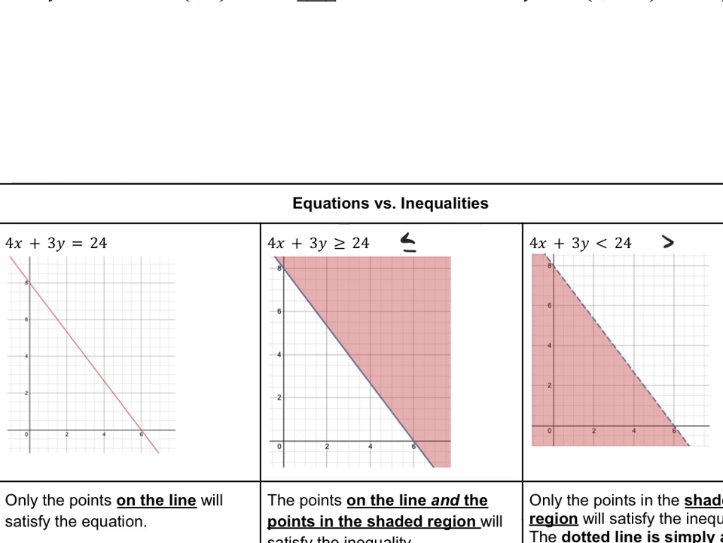If I get less than or greater than, I'm going to get a dotted line. What that means is that if I want to pick a point that's a solution, it can come from the shaded region, and in this case it can also come from the line, and in this case it cannot come from the line. So that'll be important when we get to the next part.